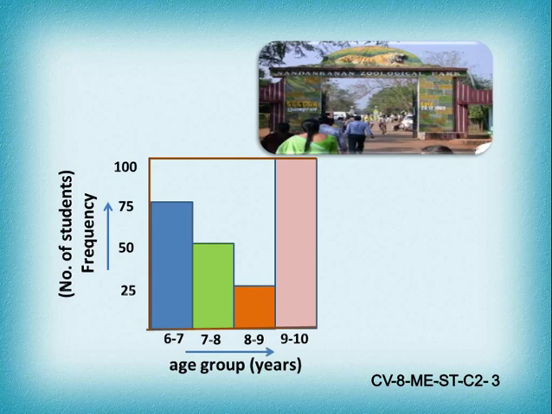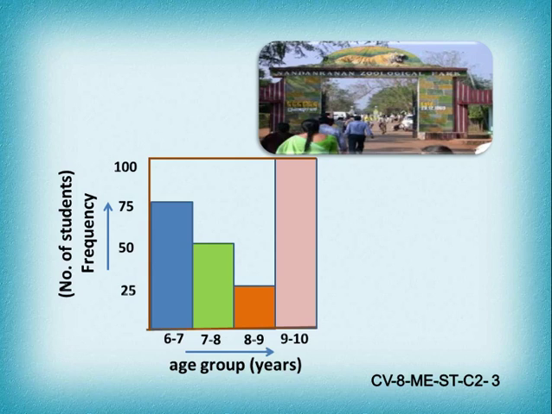Yes. First one, the highest number. Second one, least number. It is very easy. The heights of rectangles tell us the answer. First one, from the graph, we find that the age group of children between 9 to 10 is the highest, that is 100. And children of age group of 8 to 9 is the least, that is 25. Very good, children. Keep it up.